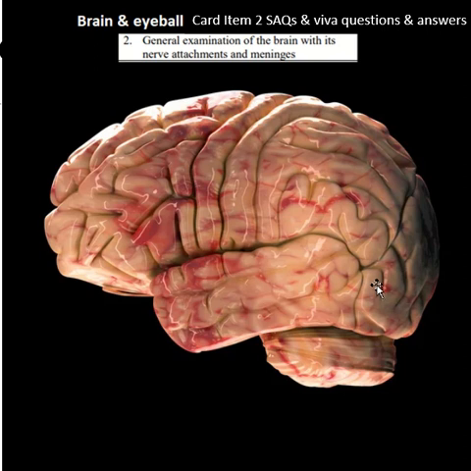This is another podcast, Brain and Eyeball Card, Item 2. The topic is meninges, the membranes of the brain. The three membranes that surround the spinal cord, the dura mater, arachnoid mater, and pia mater, are continuous upward as coverings of the brain. Dura is a dense membrane which, within the cranium, is made up of two layers.